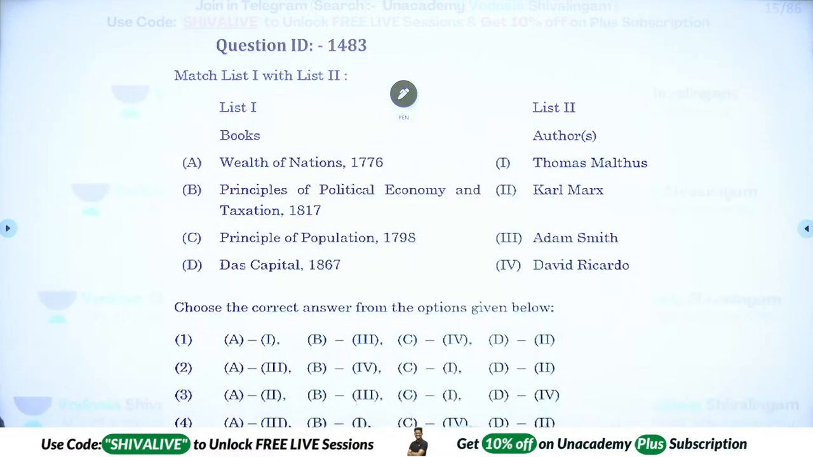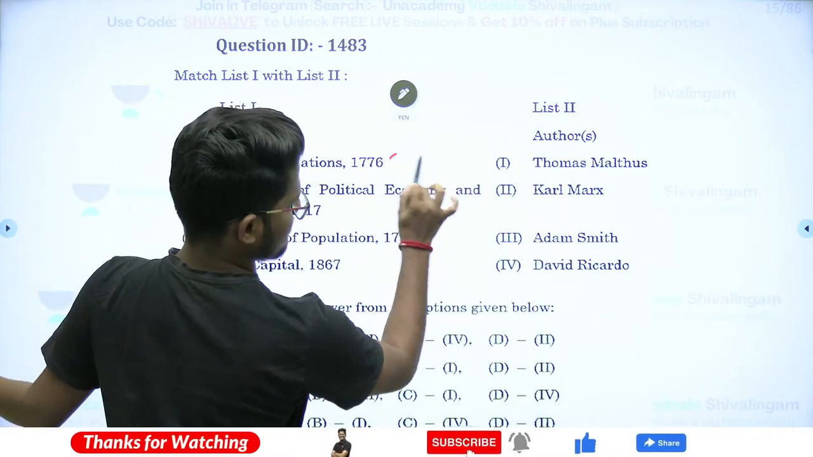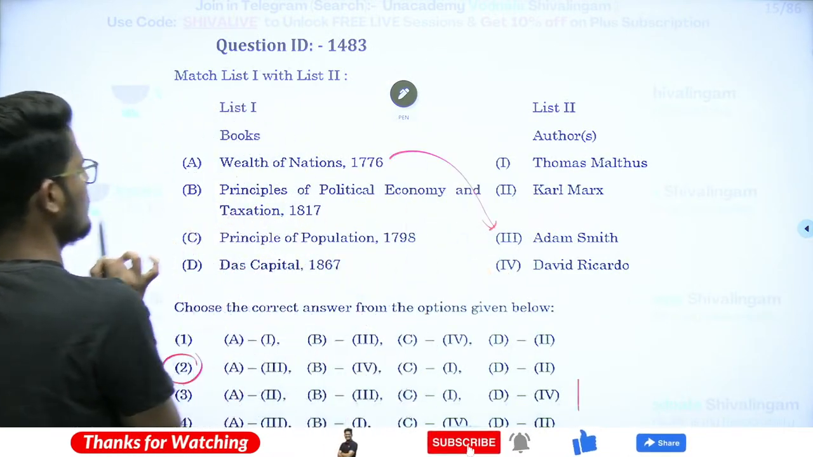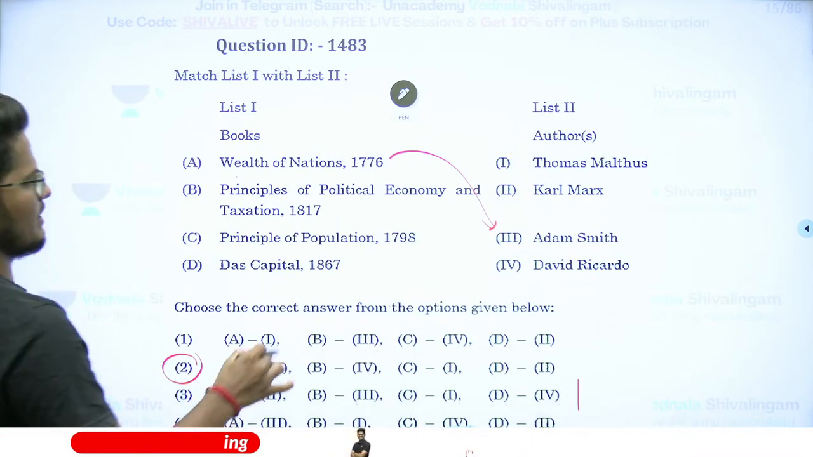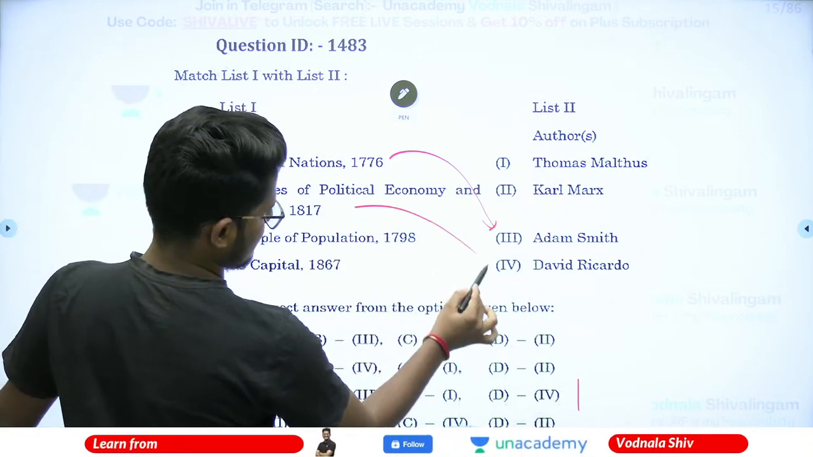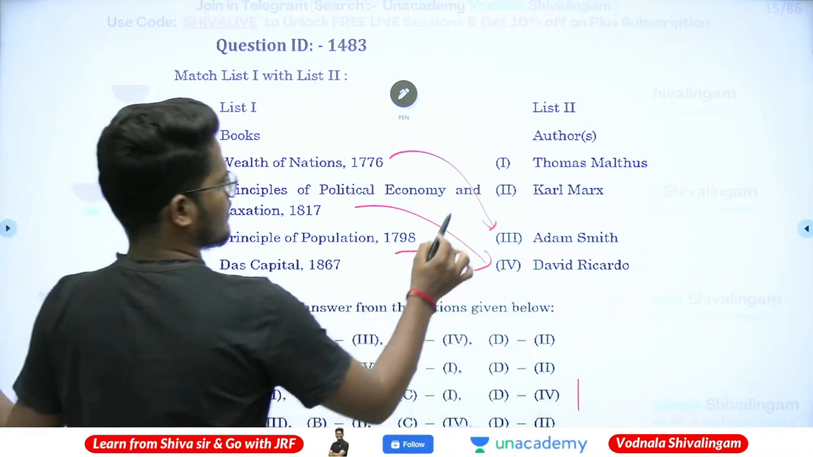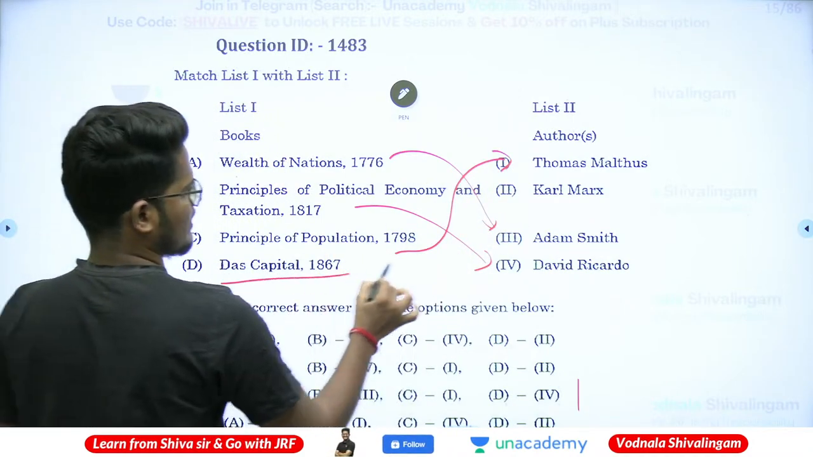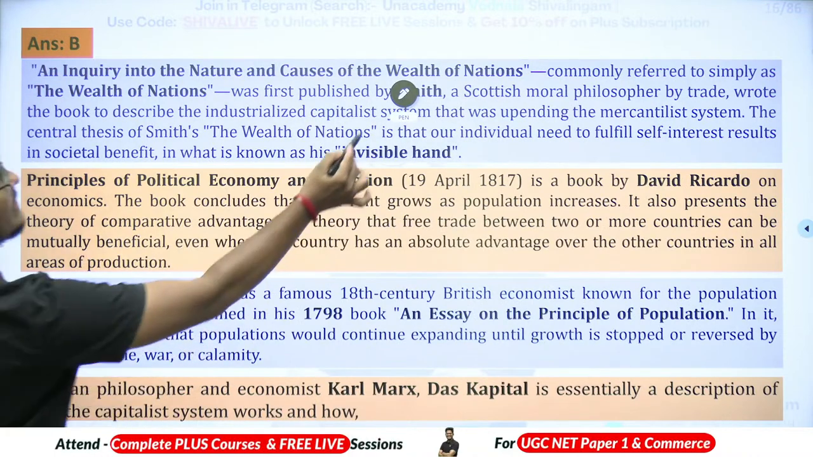So the answer will be B, that is Wealth of Nations, which is given as N. This is the only one which is known, Wealth of Nations. The third one, Principles of Political Economy and Taxation, which is 1817, is by David Ricardo. Principle of Population, 1798, is by Thomas Malthus, and Das Kapital is by Karl Marx. These are the four international business related ones.